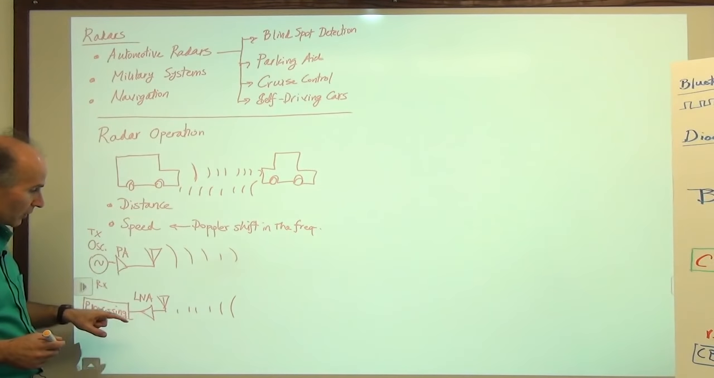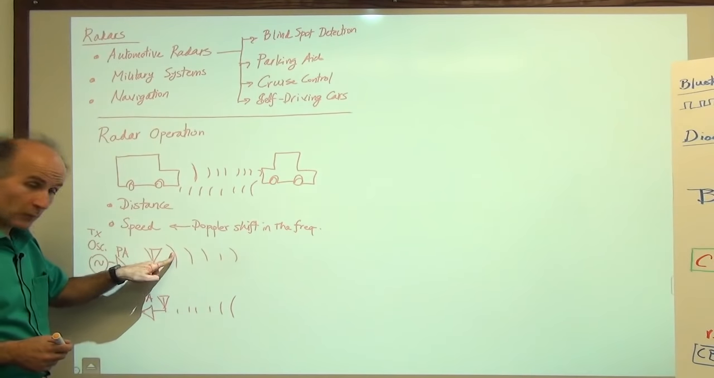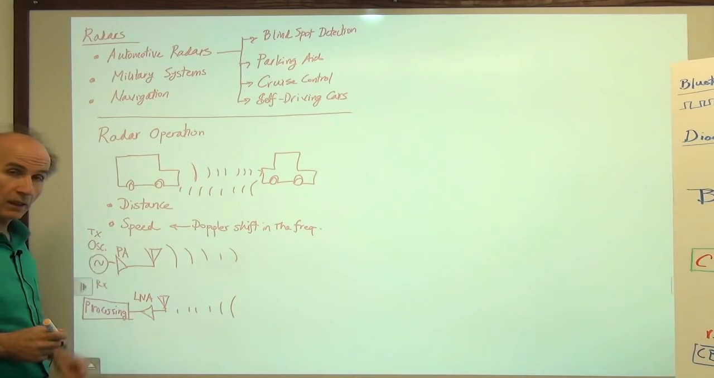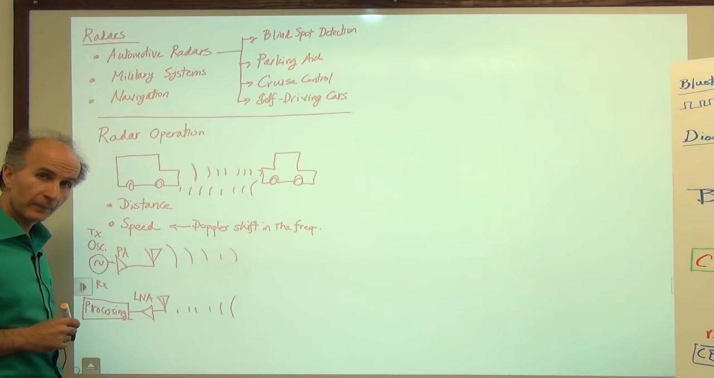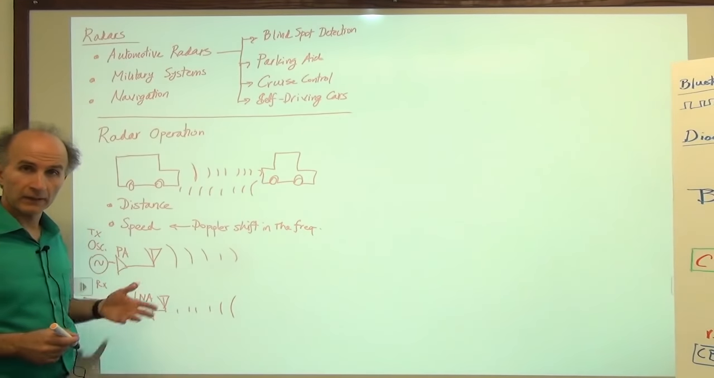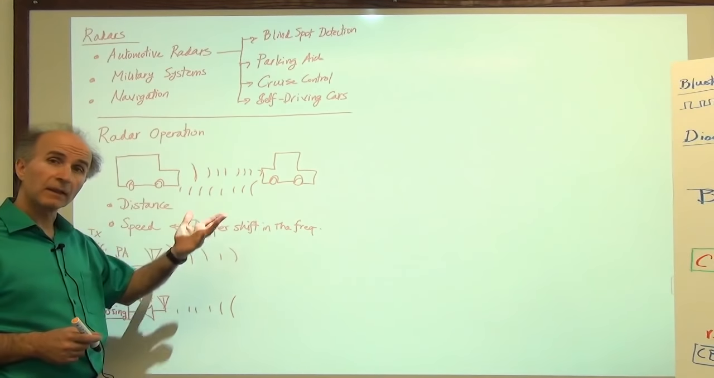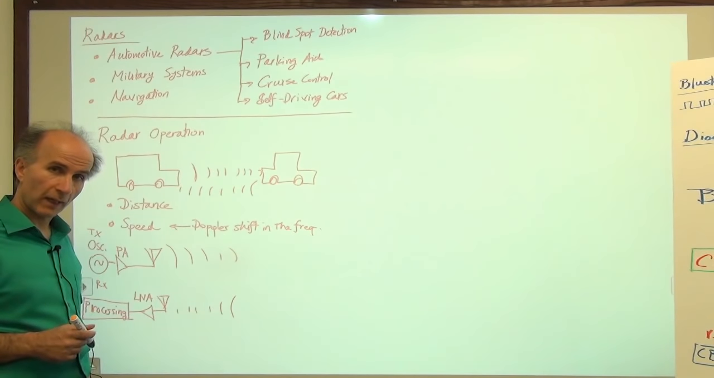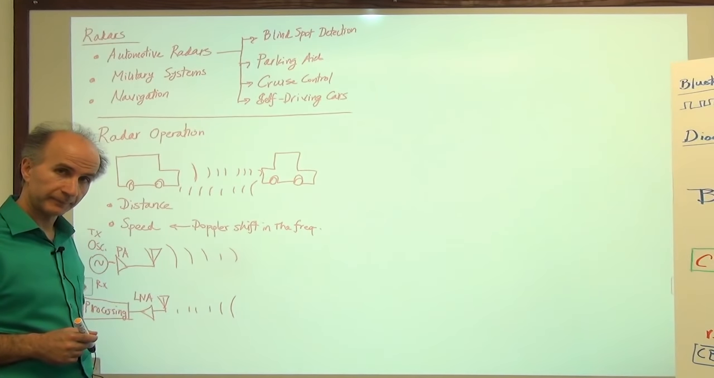And it also tries to measure the frequency difference between this waveform and this waveform. And that frequency difference can tell us what speed we have. That's the operation of a simple radar, one type of radar. And these radars will be used in abundance in future vehicles. That is our application for today.